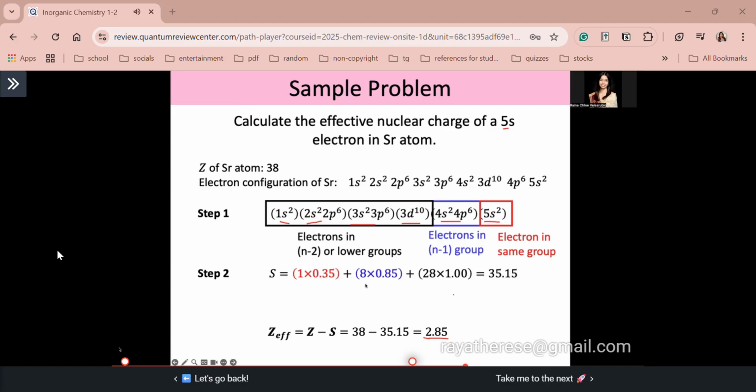What can you observe? The electron in the 5s atom has a low effective nuclear charge. 2.85 lang kasi yung electron, malayo na siya sa protons in the nucleus. Nasa n is equal to 5 energy level na yung electron eh. Di ba? Also, napakaraming electrons below n is equal to 5 ang nag-shield ng attraction ng 5s electron sa nucleus. Okay? Napakarami ng electrons sa n is equal to 4, napakarami ng electrons sa n is equal to 3 and lower groups na nagko-contribute sa shielding effect. Kaya mababa ang ating effective nuclear charge.